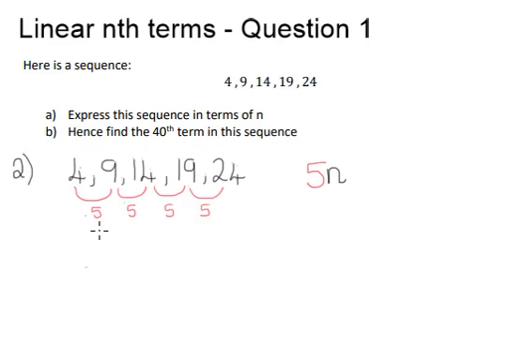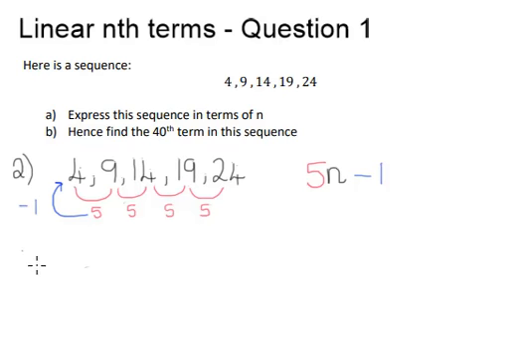What we need to do now is find the difference between these two numbers. So how do I get from 5 to 4? Hopefully you can see that I've got to minus 1. So that means that my overall equation is going to be 5n minus 1.